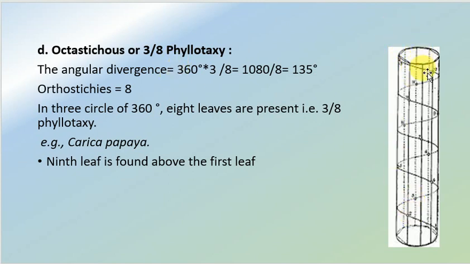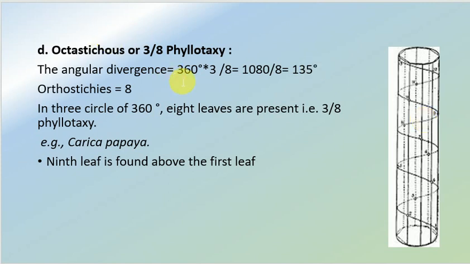First, second, third, fourth, fifth, sixth, seventh and eighth. So 8 rows of leaves are present and 3 genetic spirals, they are including 8 leaves. So this is the first genetic spiral, this is the second genetic spiral and this is the third genetic spiral. So all these 3 genetic spirals all together, they are including 8 leaves.